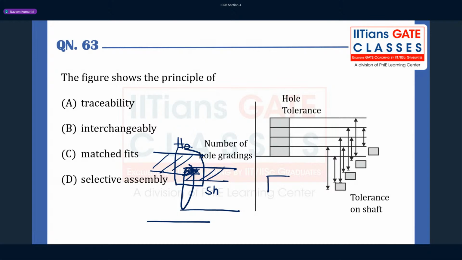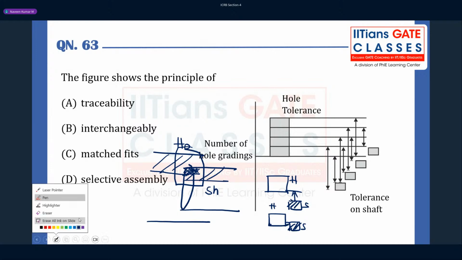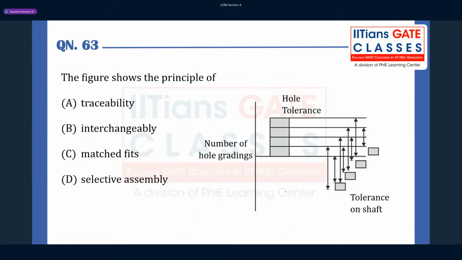That is hole tolerance here, shaft tolerance here. So if hole tolerance is like this and shaft tolerance is like this, then there is an interference. There is a clearance here, like that, right? You know all these things, right? So please do revise if you haven't gone through this chapter.